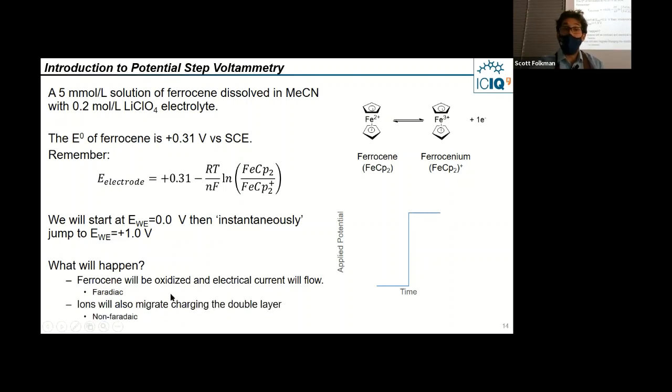The other thing that we need to consider is that as soon as we do this jump, we will have ions that will migrate to charge the double layer, this non-Faradaic current. So pay attention because this is on the homework for this week.